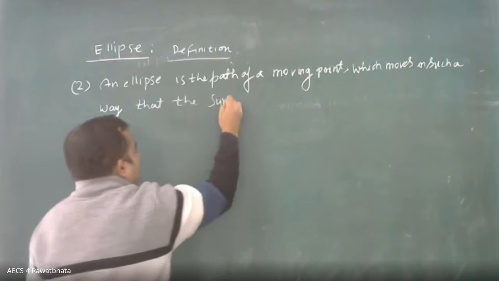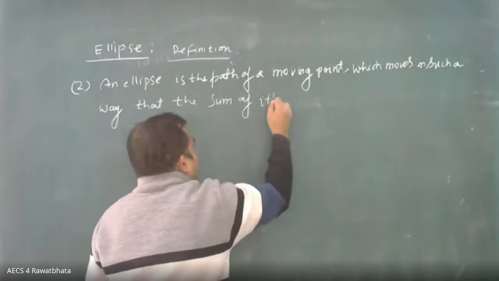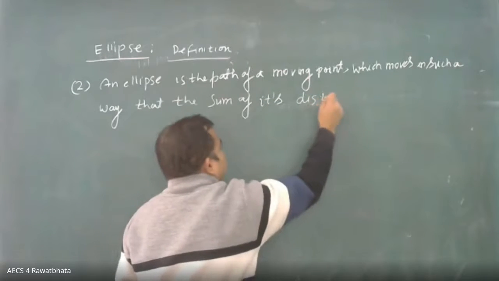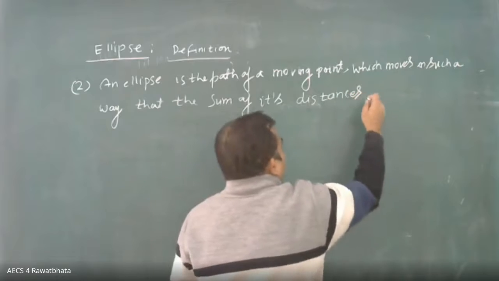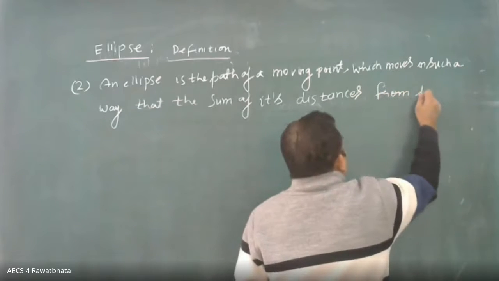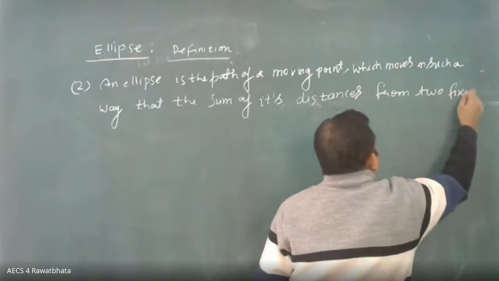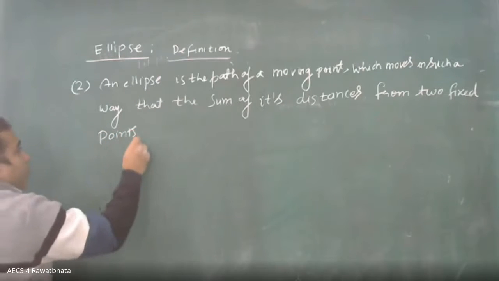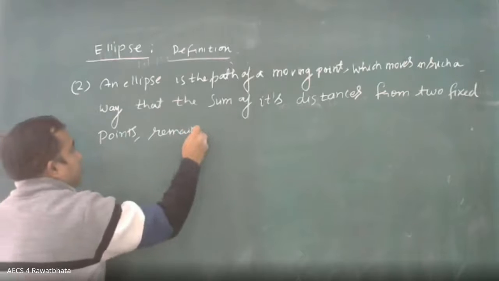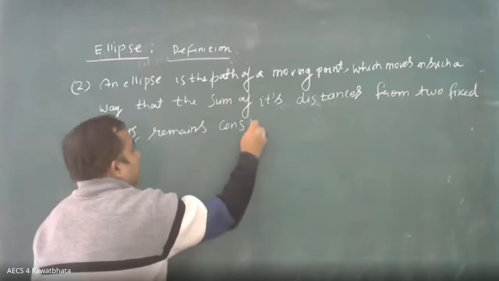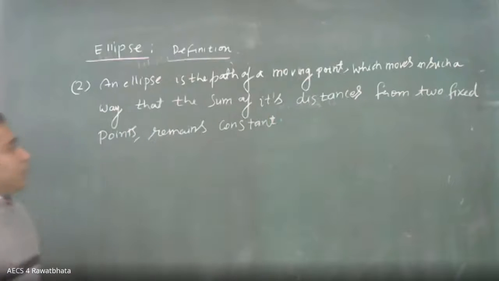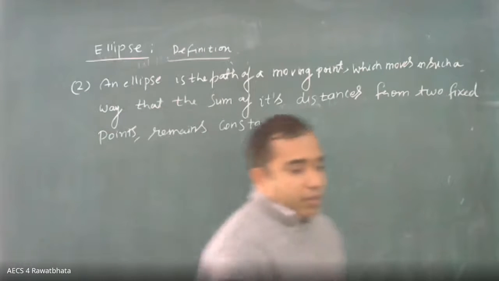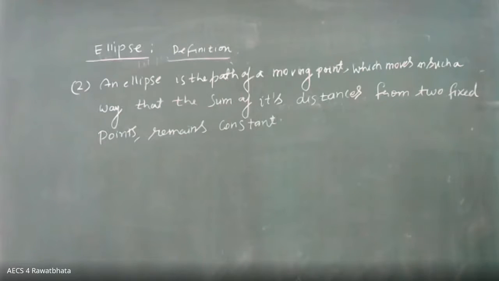the sum of its distances from two fixed points remains constant. That's it. So now let us try to understand. And this definition is used to draw the ellipse also. In that way also, this definition is useful.